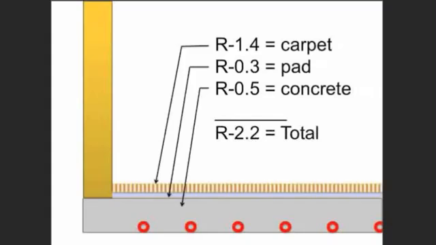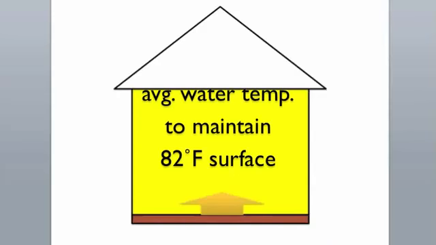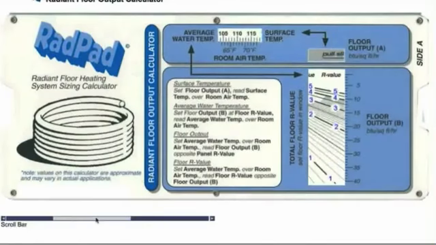The RadPad slide chart can now be used to find the average water temperature required to maintain the surface of the floor at 82 degrees. Using the scroll bar, line up the 20 BTU mark on the floor output window with the diagonal line representing a 2.2 R value. Read the average water temperature above the 72-degree mark in the room air temperature window. In this example, the result is 115 degrees Fahrenheit.